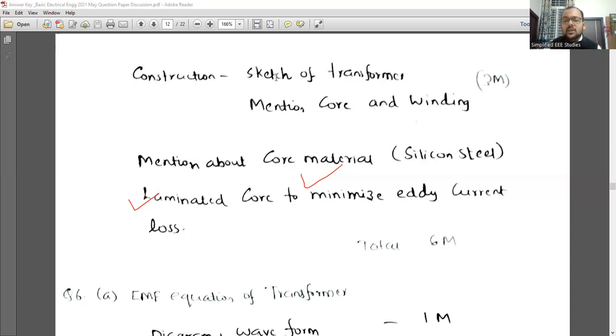You can write in points. That would be better. That is my suggestion. Okay, so let's go ahead further.